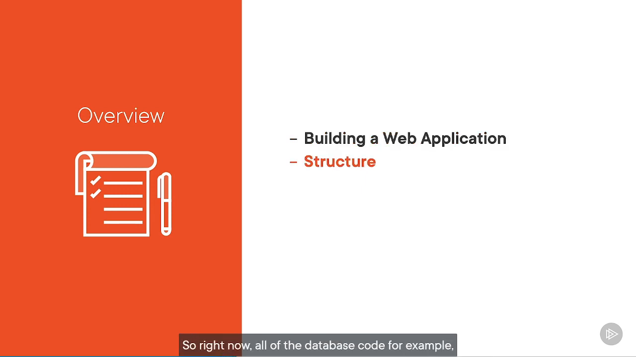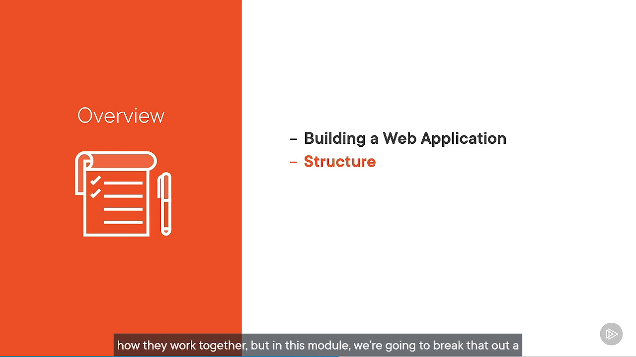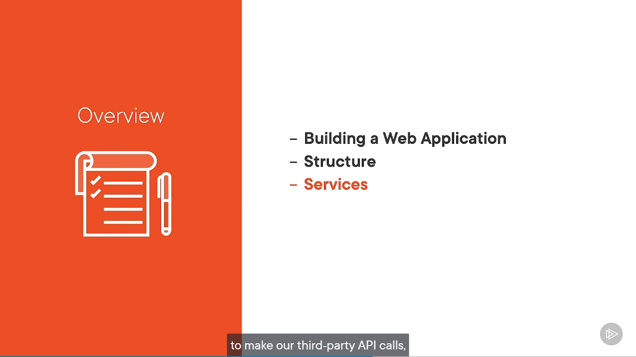So right now, all of the database code, for example, is sitting inside our router, and that's not the right way to do it. We left it that way because it's easier to understand all the pieces and how they work together. But in this module, we're going to break that out a little bit and introduce this concept of a service that we're going to use to make our third-party API calls.